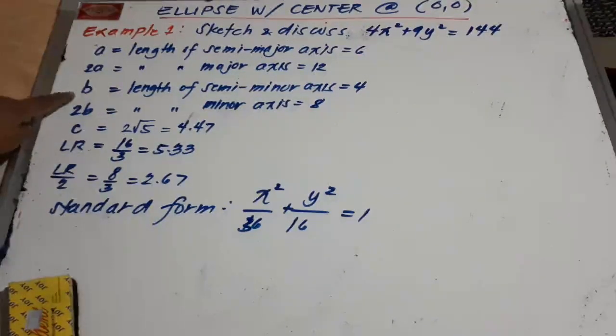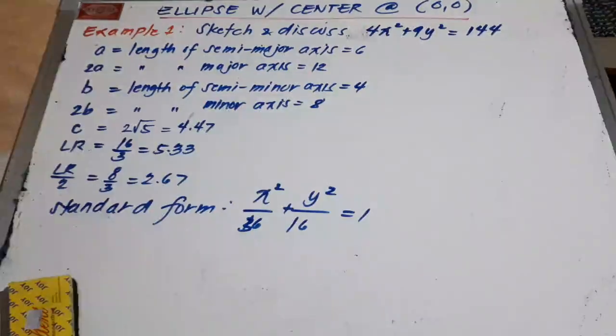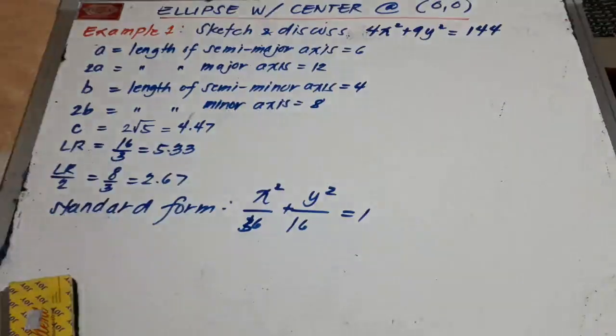We have B, yung na-compute natin. Ito yung length of semi-minor axis, equivalent to 4 units. Yun din yung distance ng center to one of the endpoints of the conjugate axis. Also 2B, ito yung length ng minor axis. That is from B1 to B sub 2. Yun yung distance of the endpoints of the conjugate axis. And then we have C, 2 square root of 5 or 4.47. Yun naman yung distance ng focus from the center of the ellipse.